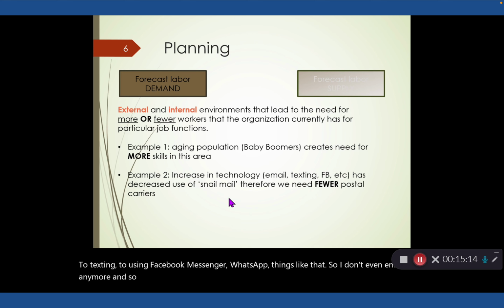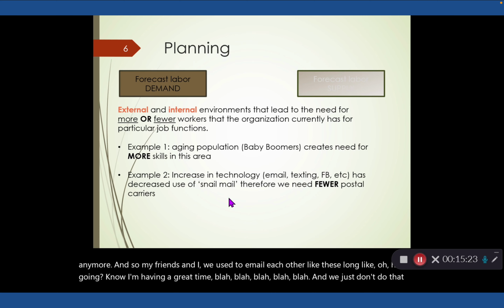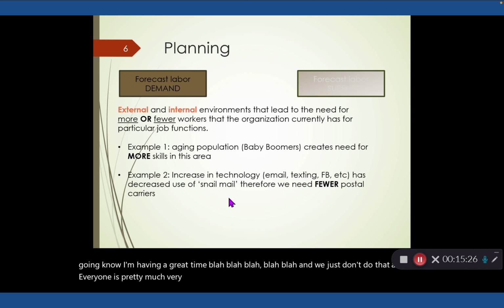My friends and I used to email each other these long messages, like, oh, how's it going? I'm having a great time, and so on. And we just don't do that anymore. Everyone is pretty much very short with their messaging, right?